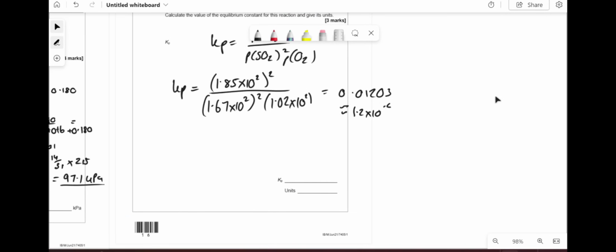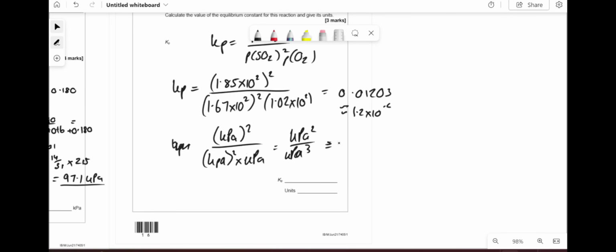Now we need to work out the units. So all you do is you just put the units in place of the squared bits. So in this case, we would have kilopascals squared over kilopascals squared times kilopascals, which would equal kilopascals squared over kilopascals cubed, which would equal kilopascals to the minus 1. Because if you're dividing powers, you subtract them. If you're timesing powers, you add them together. So the Kp value would be 1.2 times 10 to the minus 2, and the units would be kPa to the minus 1.